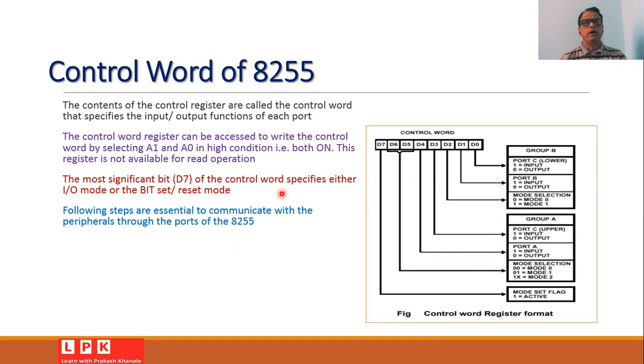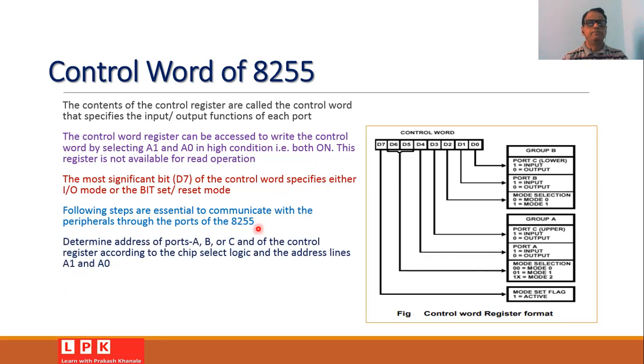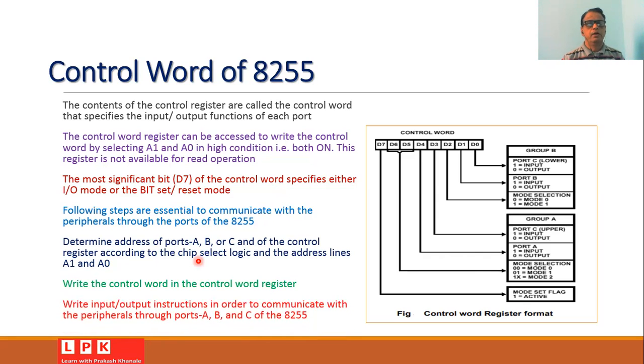Now, whenever we want to communicate with a peripheral through the ports of the 8255, we need to follow certain steps. Initially, we need to determine the addresses of ports A, B, C, and of the control register according to the chip select logic and the address lines A0 and A1. Then we need to write the appropriate control word into the control register so that we can use the specific ports either as an input port or as an output port. Then we need to write the input output instructions in order to communicate with the peripherals through ports A, B, and C of the IC 8255.